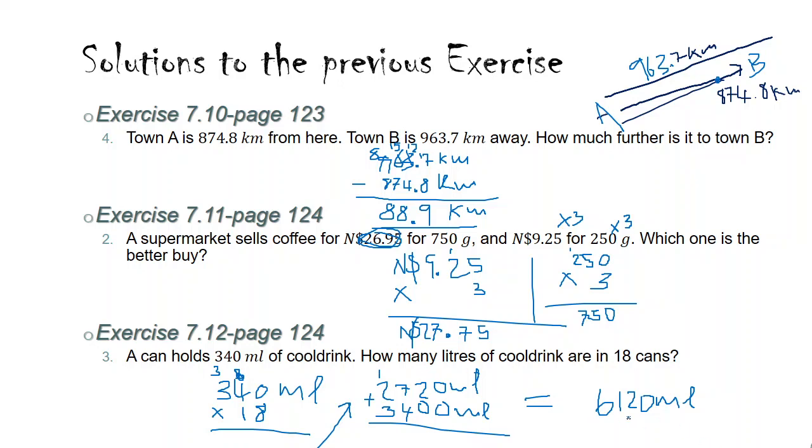We need to change these to liters. We know how to change to liters. We can divide that by 1,000. I told you how to divide by 1,000: just move the decimal point backward 3 steps. The decimal point is always here in whole numbers. You move it backward 3 steps, 1, 2, 3. That means that is equal to 6.12 liters.